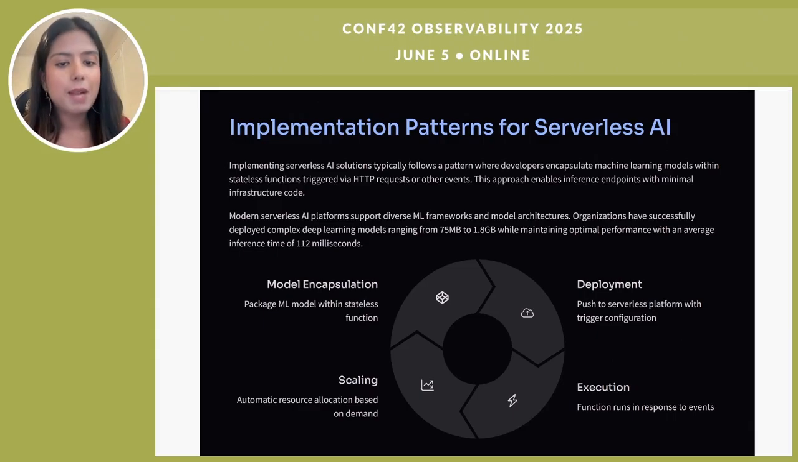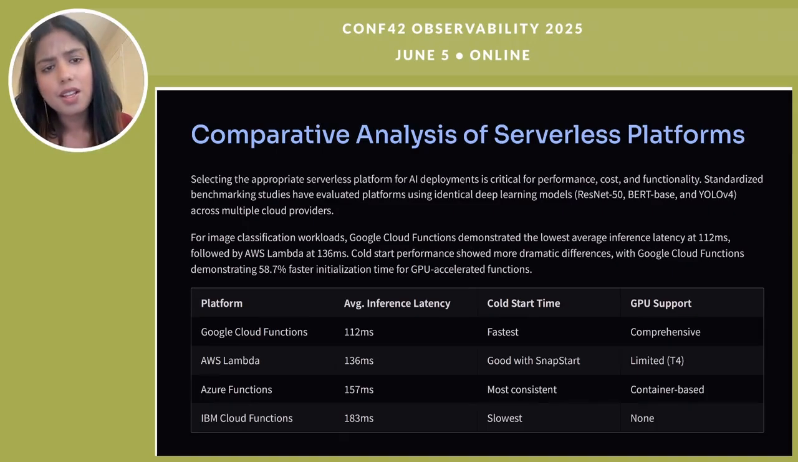Modern serverless platforms are quite versatile, supporting diverse ML frameworks and model architectures. We are seeing successful deployments of complex deep learning models ranging from 75 MB up to 1.8 GB, all while maintaining impressive performance, like an average inference time of just 112 milliseconds. Can you believe that?